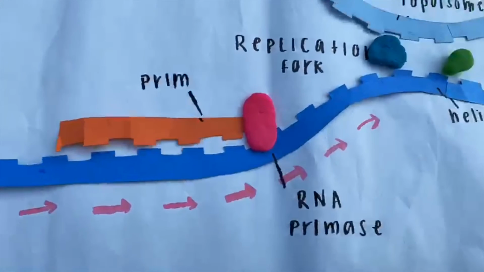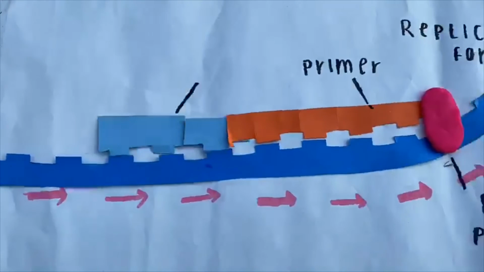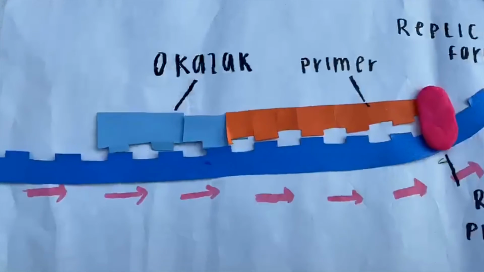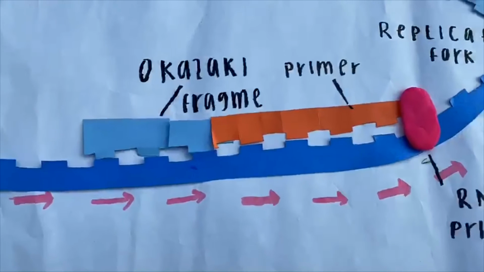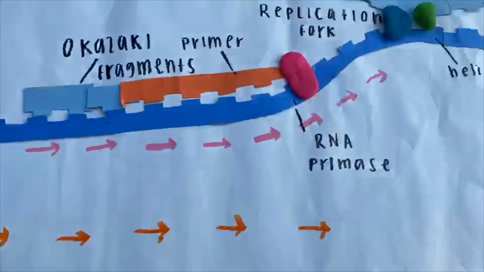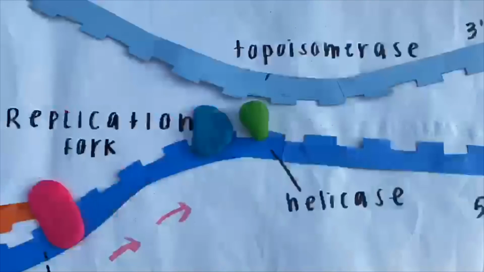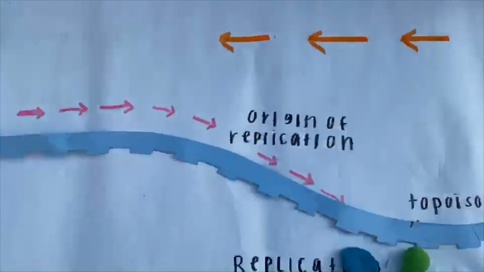The lagging strand is synthesized discontinuously in a series of fragments, also known as Okazaki fragments. The strands are anti-parallel, meaning they run in different directions of replication, so the lagging strand runs in a 3' to 5' direction, while the leading strand replicates continuously in a 5' to 3' direction.